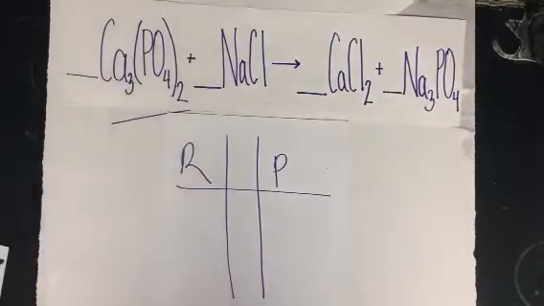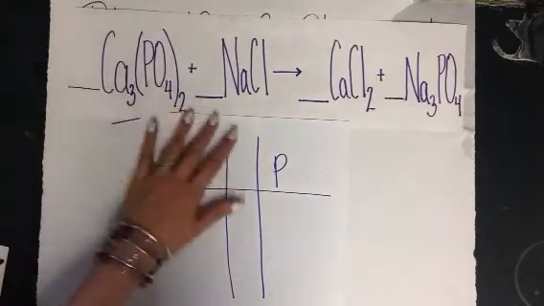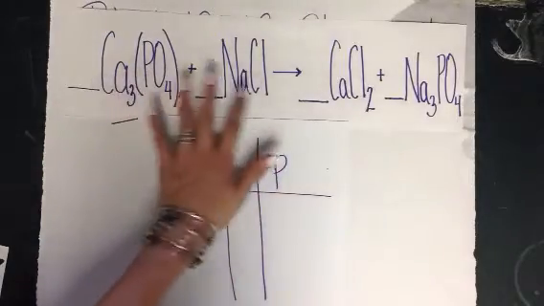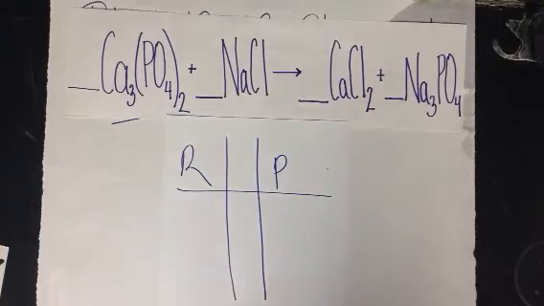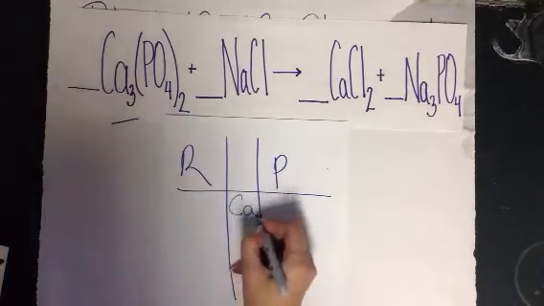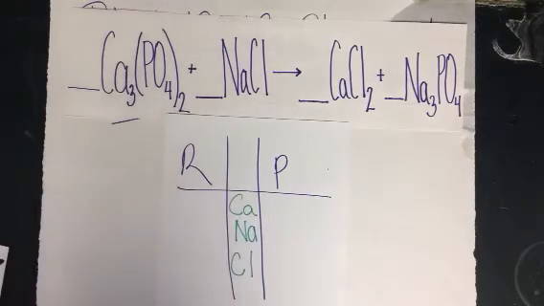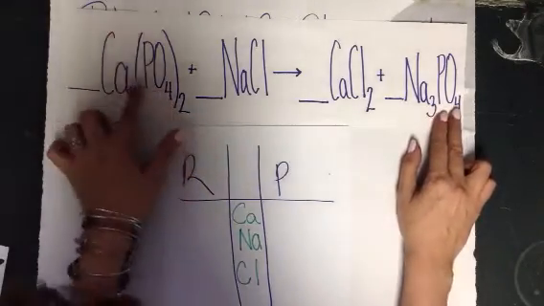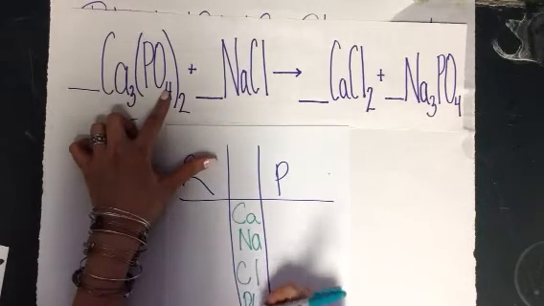Here's my inventory chart. Wow, I really needed an inventory chart for this because there's a lot going on. Notice I've inserted for you the places to remind you the only things you can add in order to balance: only big coefficients. All right, so I've got calciums, sodiums, chlorines. Now, if you see a phosphate group on both sides and they appear the same, PO4, PO4, then you can balance it as PO4.